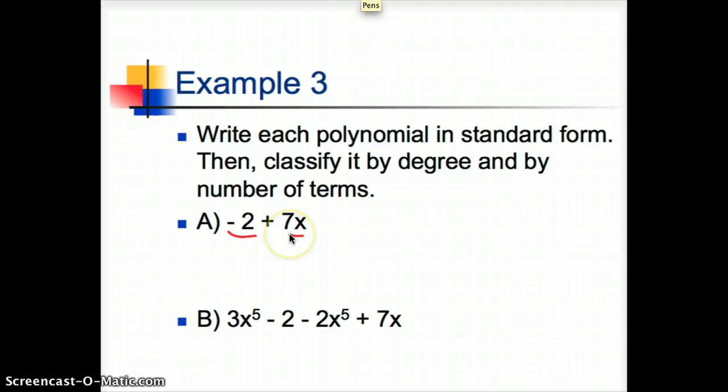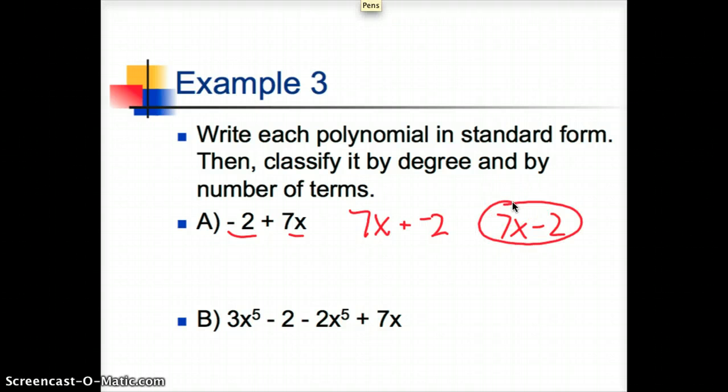So here there's no like terms. We have a negative 2 and we have a 7x. But 7x has a degree of 1 and negative 2 has a degree of 0. So we're going to write it like this, 7x plus negative 2, or usually I would just write 7x minus 2. That's more simplified. Okay, so this is my final answer for simplification.